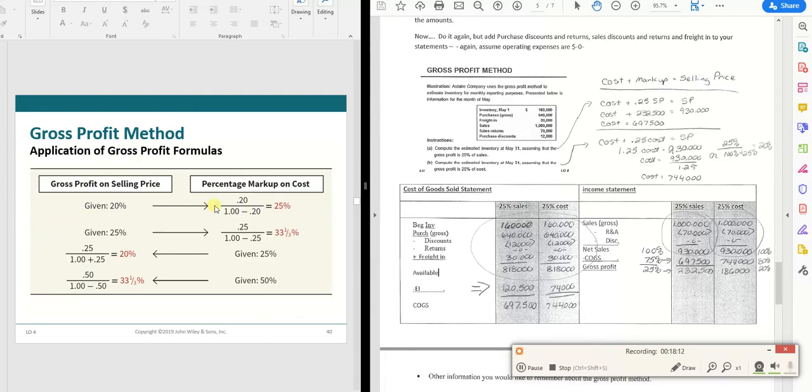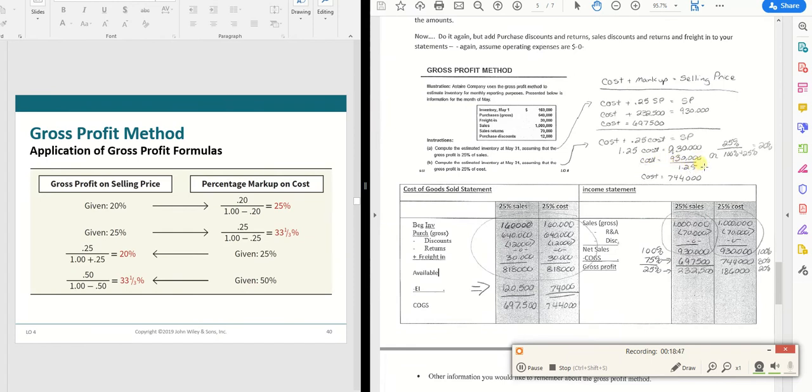So if gross profit is on selling price, if I'm given 25%, the markup on cost is 33%. If the markup on cost is 25%, then the profit on selling price is 20%. I guess you would do it right here. This is given, markup on selling price is given at 25%, so I can back into cost and get 25 divided by 1 plus 0.25 equals 20, which makes some sense because look what I did up here.